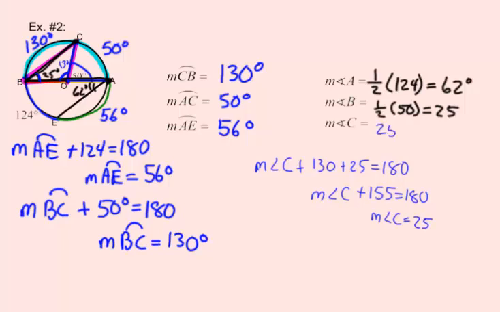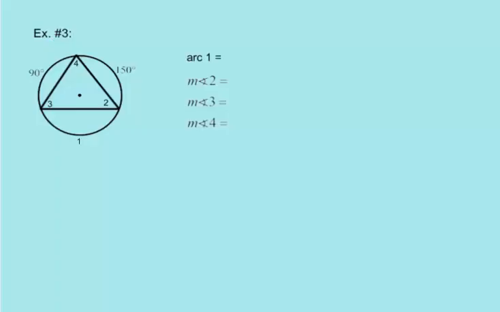So you start to see how the central angle and the inscribed angle, how we're putting those two things together. Okay, let's look at example 3 here now. Well, we have 4 things that we're looking for: arc 1, the measure of angle 2, the measure of angle 3, and the measure of angle 4.